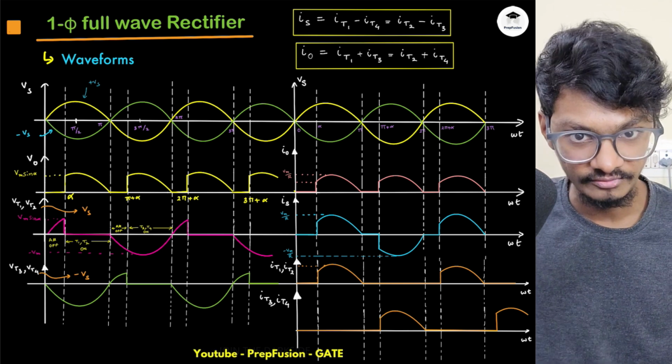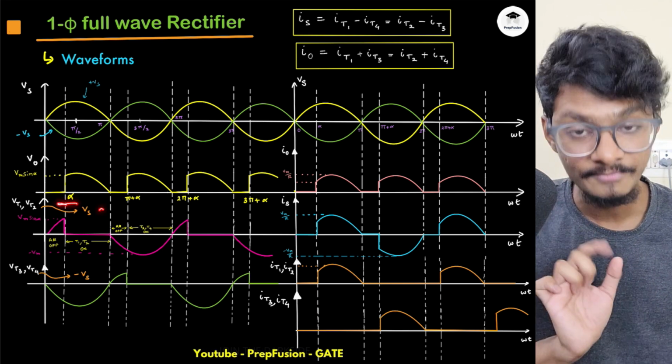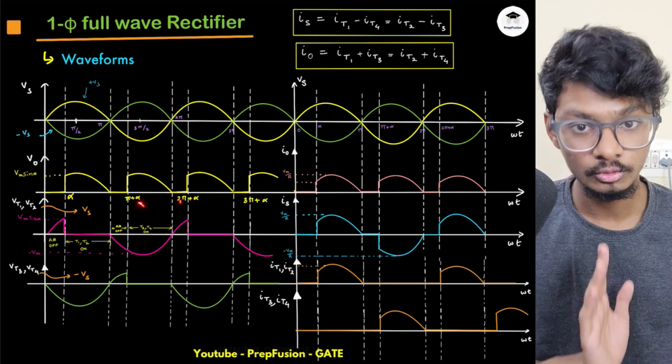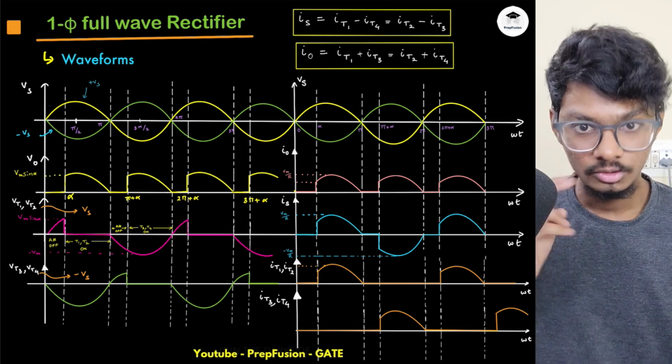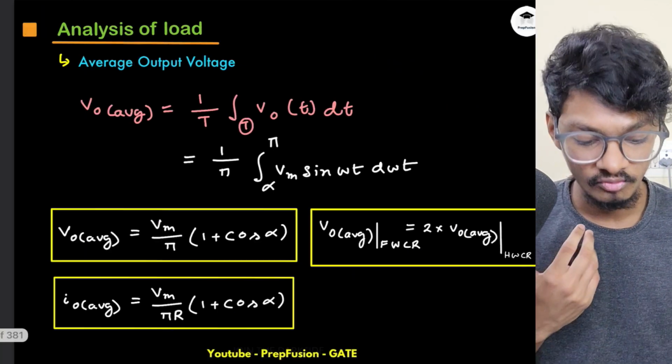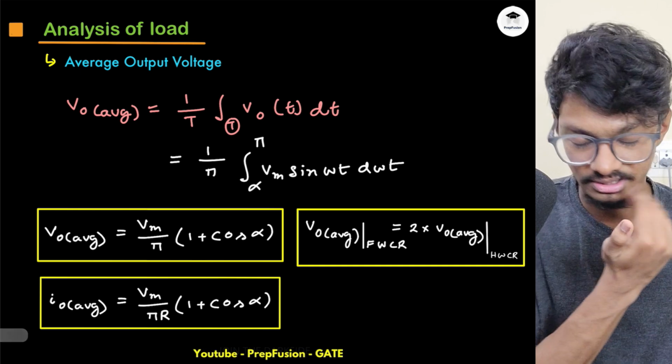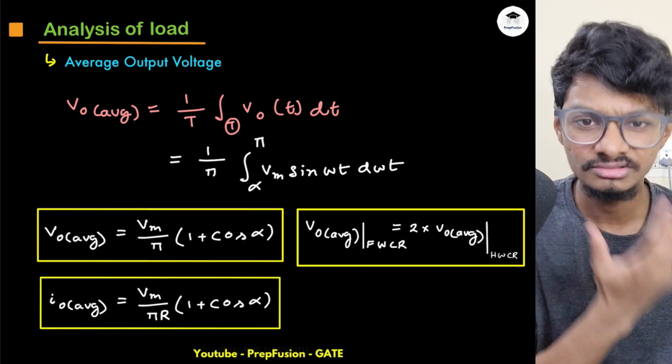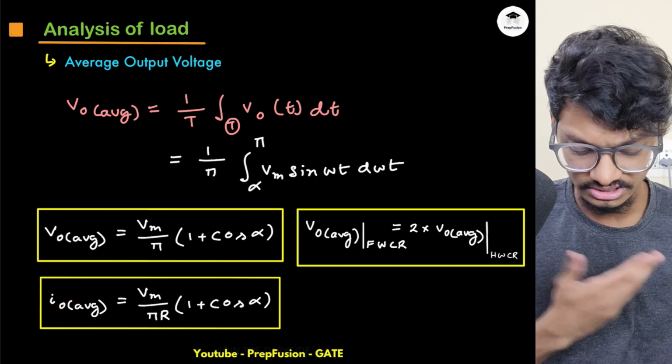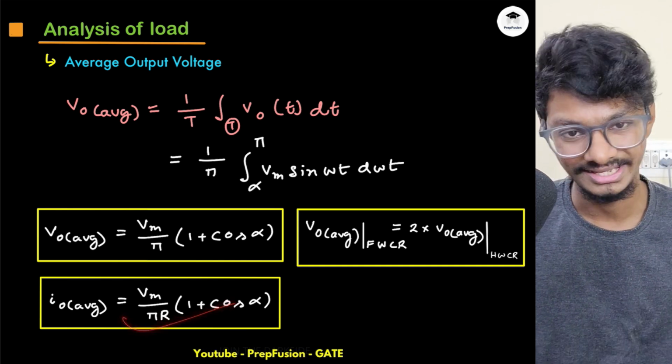In case of half wave rectifier, I'm conducting from alpha to pi as well as pi plus alpha to 2 pi. So for two regions I'm conducting twice. So obviously output voltage will also be doubled compared to the half wave rectifier. So it is more advantageous. IO average is simply VO average by R. So exactly that formula only.